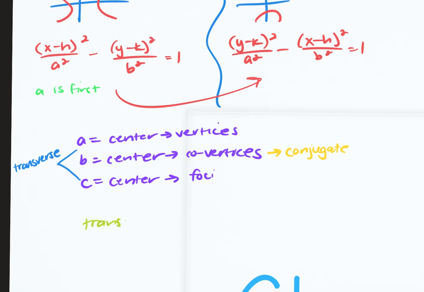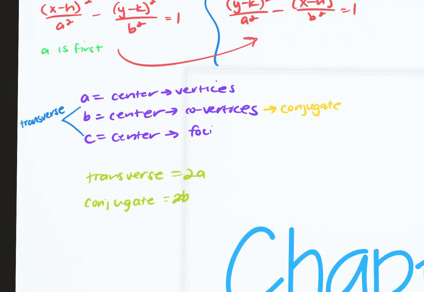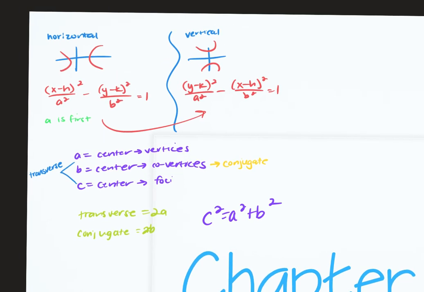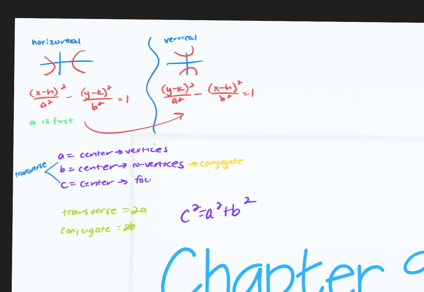Transverse is 2a. Conjugate is 2b. And another major difference is c^2 = a^2 + b^2 for your hyperbolas. So remember, it's the opposite sign of your standard equation. Your standard formula for an ellipse has a plus in it, and c^2 is equal to a^2 minus b^2. Your standard equation for the hyperbola has a minus in it, and it is c^2 = a^2 + b^2.